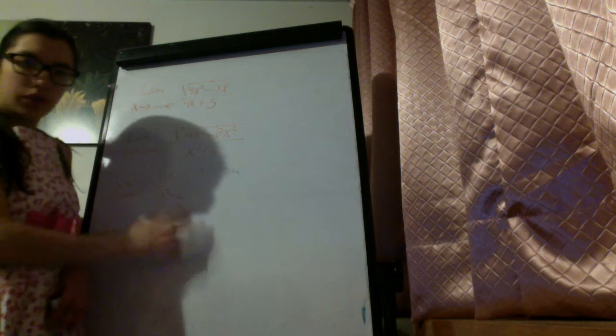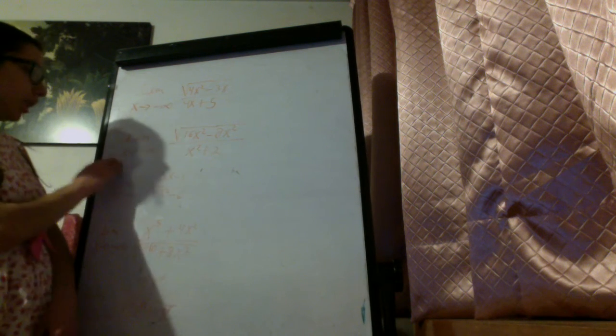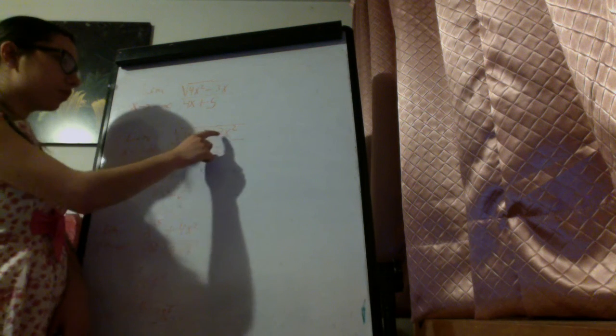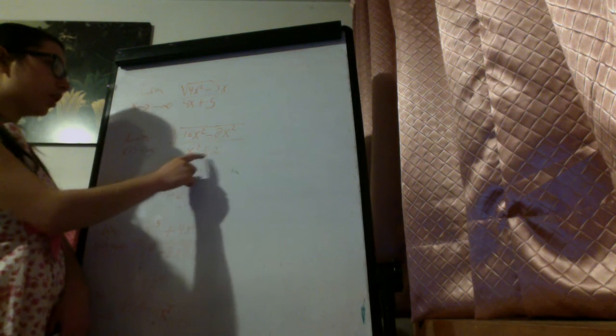I'm going to read you all of these. Try to find it if you want, or feel free to stop the video at any moment, but just in case I'm going to read them first. The limit as x approaches negative infinity of square root of 16x squared minus 8x divided by square root of x plus 2.